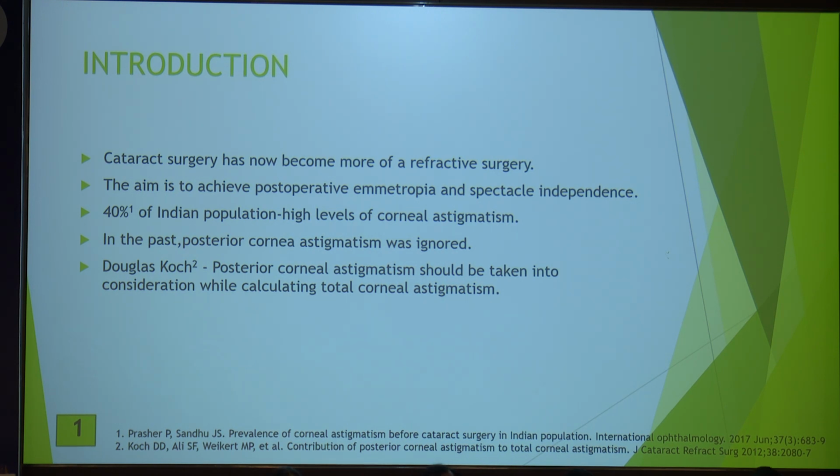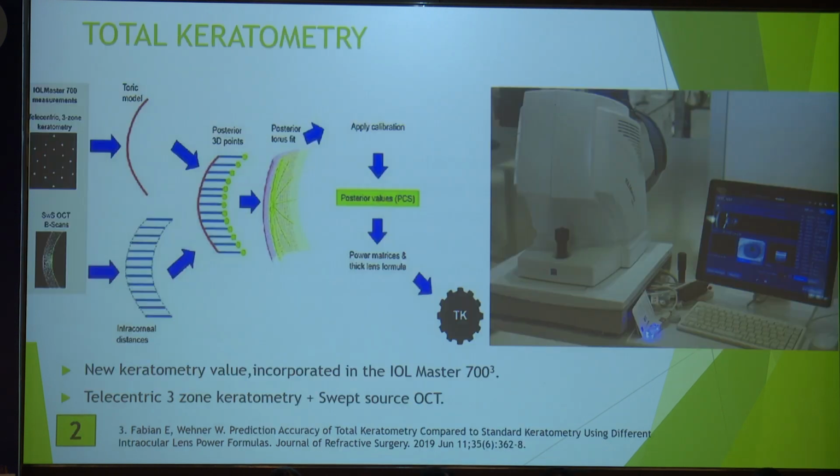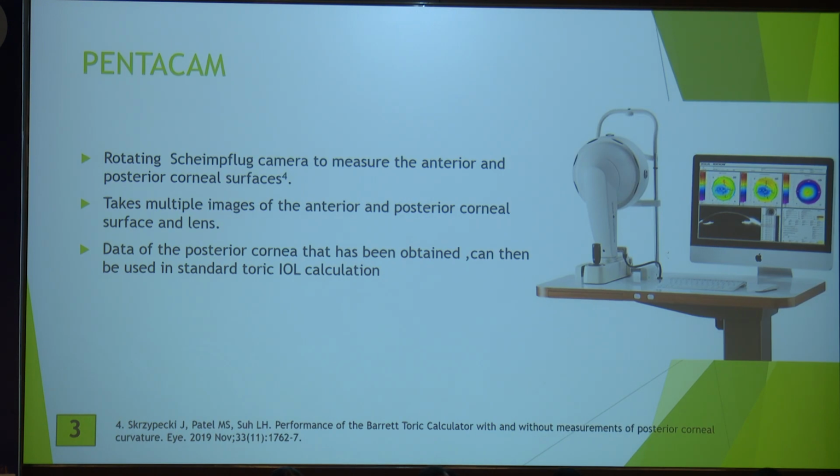Douglas Scott said that posterior corneal astigmatism should be taken into consideration while calculating the total corneal astigmatism. Total keratometry is a new keratometry value that is incorporated in the IOL Master 700. It uses telecentric 3-zone keratometry and a swept-source OCT to measure the total corneal astigmatism. The Pentacam uses a rotating Scheimpflug camera to measure the anterior and posterior corneal surfaces, and this data obtained can be used in standard toric IOL calculation.